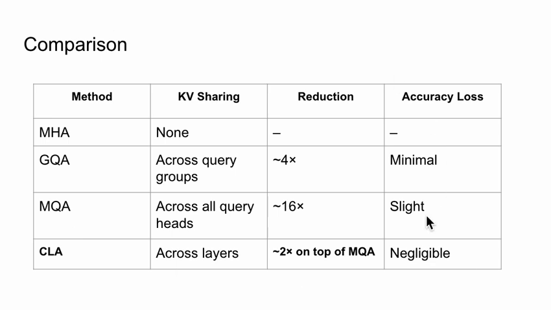Here's a big picture overview. So CLA stacks with existing attention compression. If you start from multi-query, you get about 16 times reduction over MHA, and CLA doubles that again. So roughly 32 times smaller KV cache compared to the original transformer with very little accuracy loss.